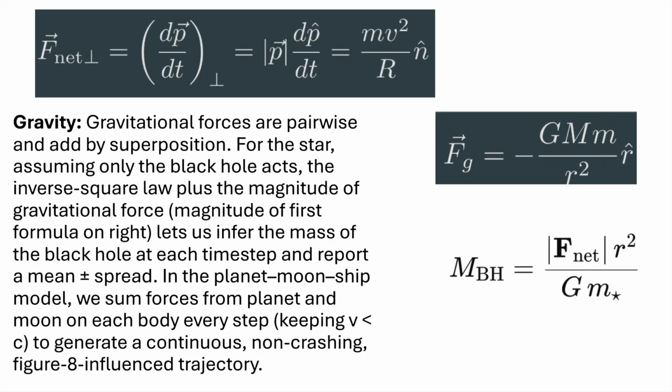For gravity, gravitational forces are pairwise and add by superposition. For the star, assuming only the black hole acts, the inverse square law plus the magnitude of the gravitational force, the second formula on the right, lets us infer the mass of the black hole at each time step and report a mean plus or minus spread.